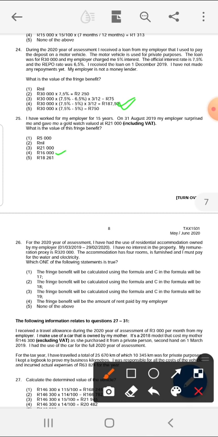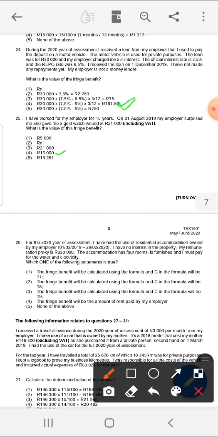Then question 26. For the year of assessment, I have had use of residential accommodation owned by the employer from 1 March 2019 to 29 February 2020. I have no interest in this property. My remuneration proxy is 320,000. The accommodation has 4 rooms, is furnished, and I must pay for water and electricity, meaning the accommodation is fully furnished and has water and electricity. So which one of the following statements is true?